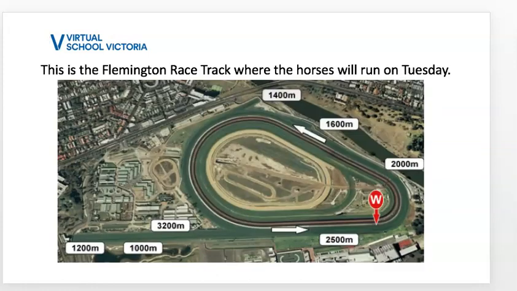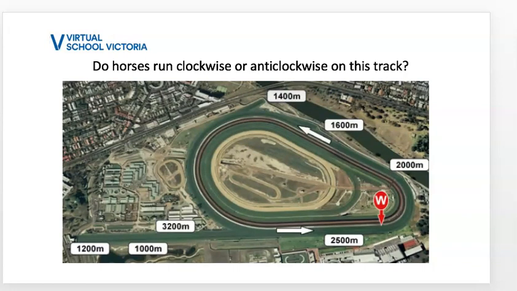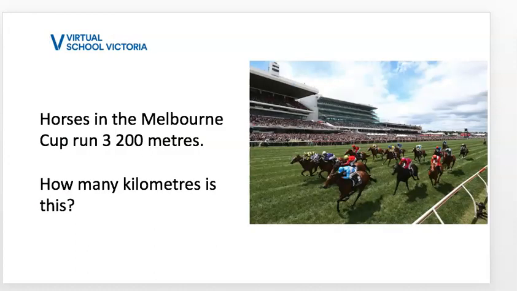This is the racetrack where the horses will run on Tuesday. A lot of lovely maths in here. What do we call a view when we're looking down from above? We can call this a bird's eye view or an aerial view. Looking at the map, do the horses run clockwise or anti-clockwise? They run in the opposite direction that the clock goes, so it is an anti-clockwise course.